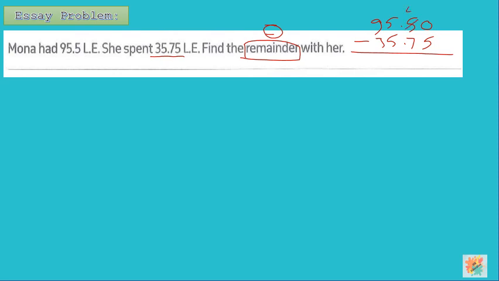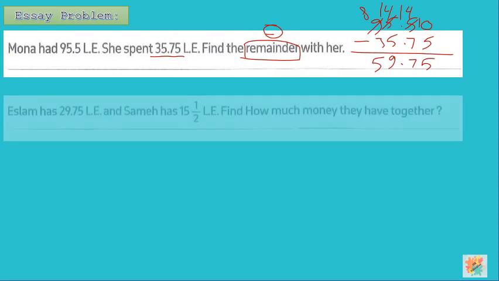So here it's a 4, here it's a 10. 10 minus 5 equals 5. Here it's a 4, here it's 14. Minus 7 equals 7. This one it's 8 and here it's 14. So 14 minus 5 equals 9 and 8 minus 3 equals 5.